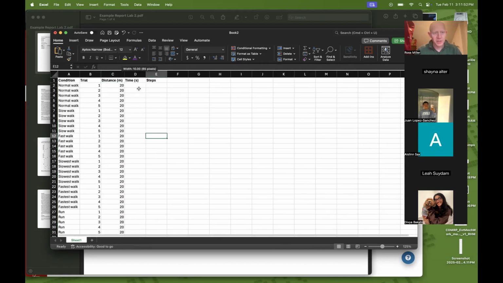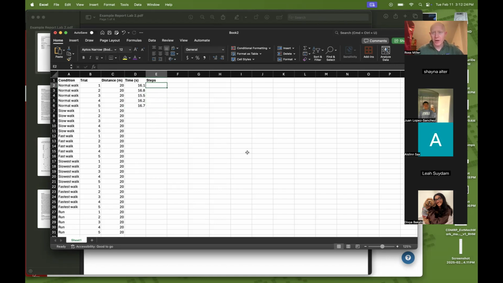And then you should, for each trial of each condition, have a measurement of the time that it took you to cover that distance. Okay. So to cover 20 meters when I'm walking at my normal speed, I'm just going to make some numbers up here. That might have taken me 16.1 seconds, and then maybe 16.8 seconds, and maybe 15.5, maybe 16.2, and maybe 16.7. Okay.